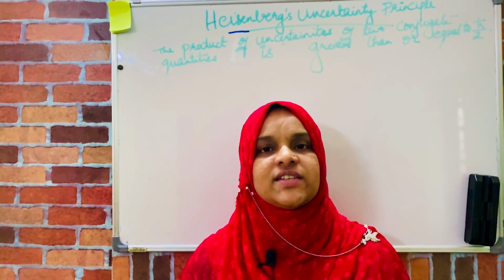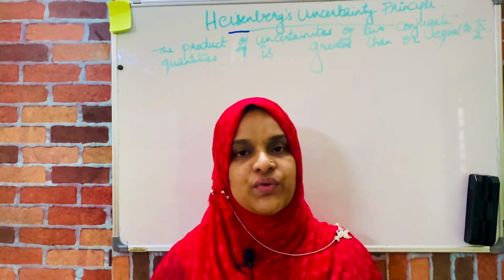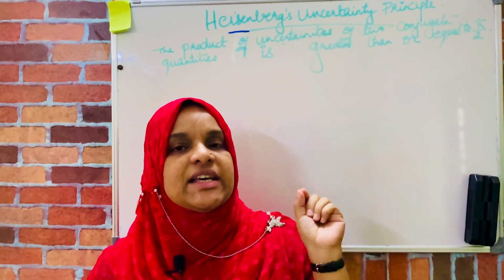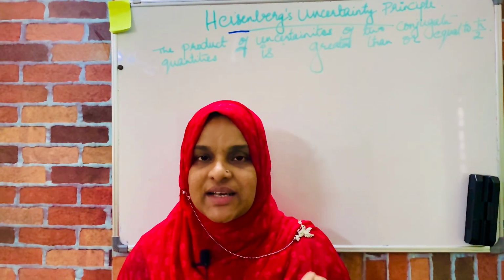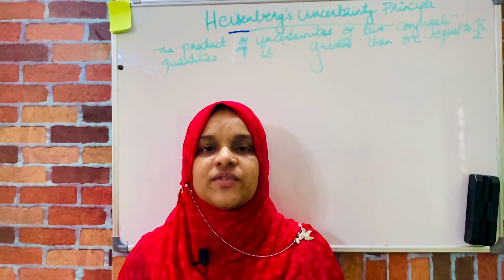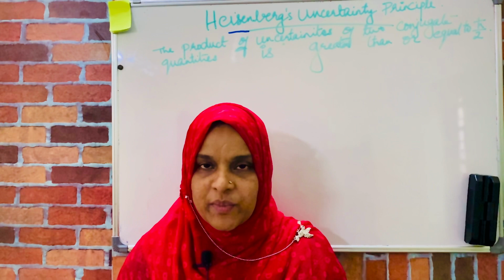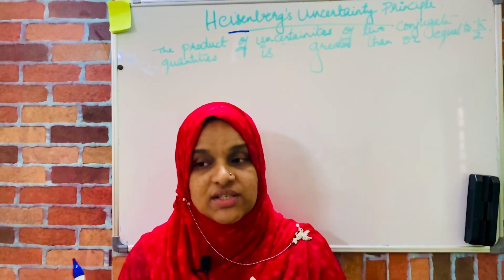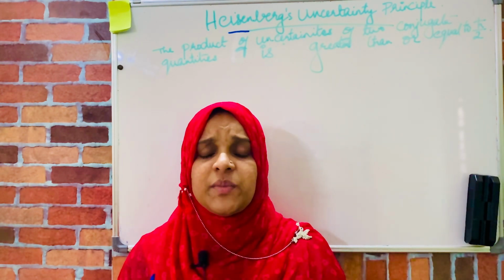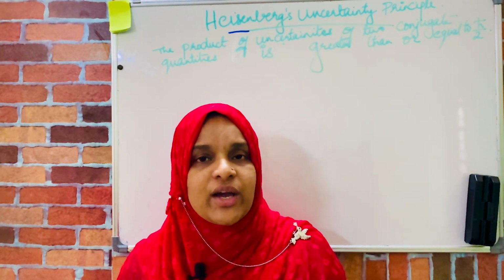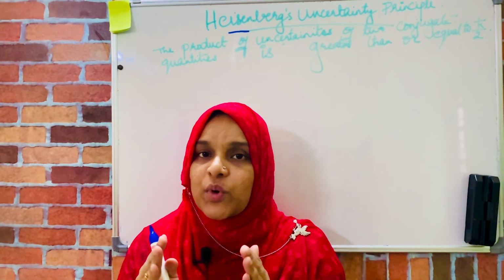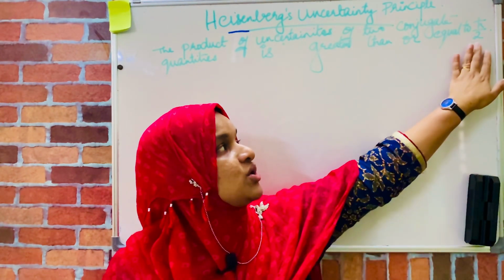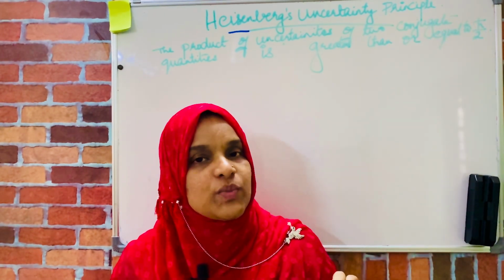principle. The statement of Heisenberg's uncertainty principle is that the product of uncertainties of any two conjugate quantities is greater than or equal to h cut by 2. That is, if we are measuring two conjugate quantities, for example, position and momentum, energy and time, like that, then if we are trying to measure these conjugate quantities simultaneously, there will be an uncertainty or small amount of inaccuracy in both these quantities. And if you take the product of these uncertainties, that will have a value which is greater than or equal to h cut by 2, where h is Planck's constant and h cut is h by 2 pi.